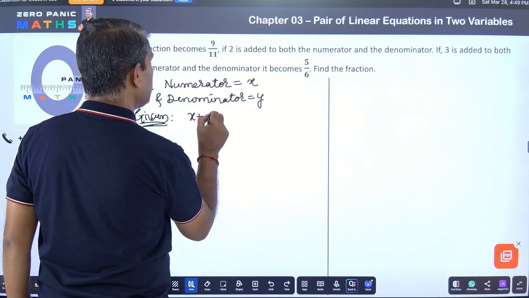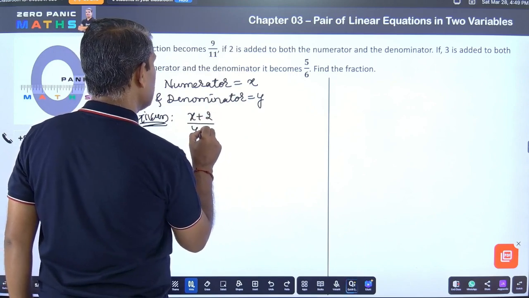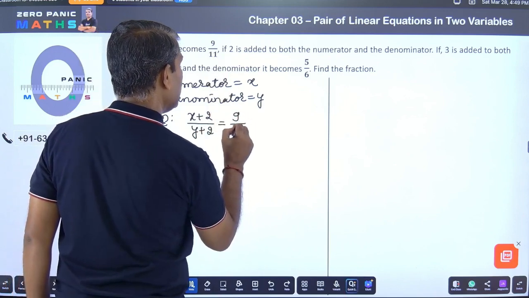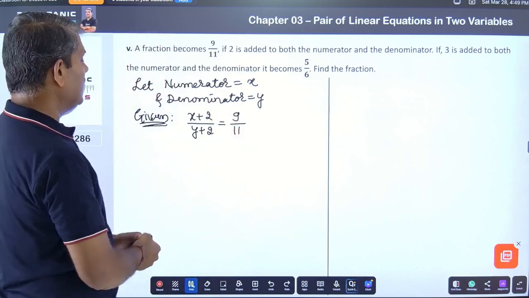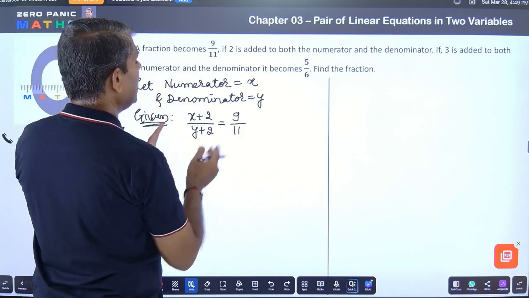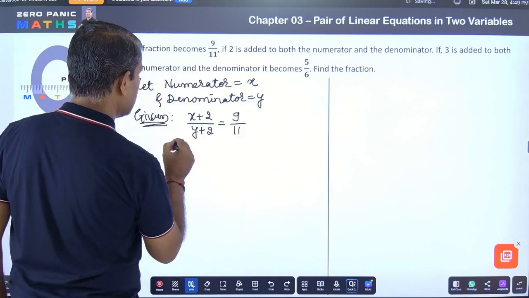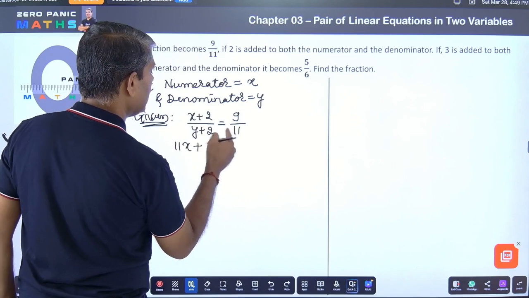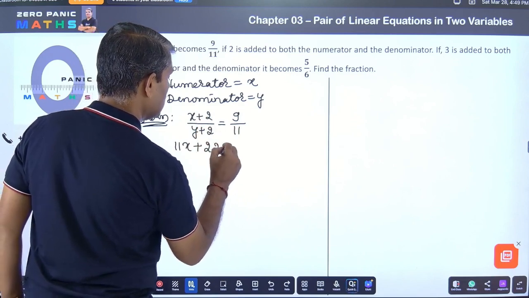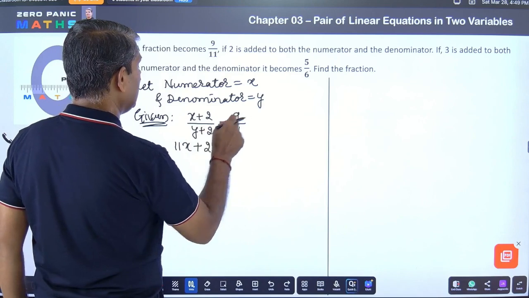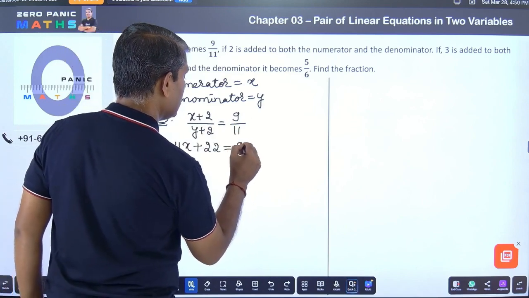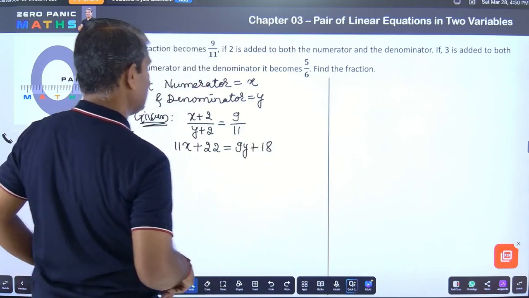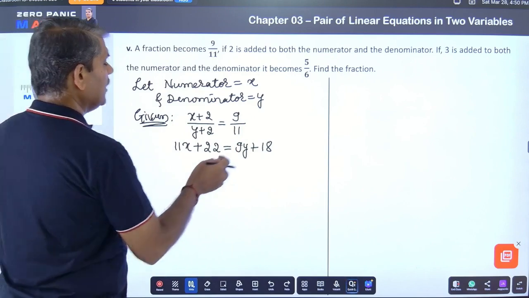Then x plus 2 divided by y plus 2, this value will become 9 by 11. Now cross multiply and form the equation out of it. Cross multiply first: 11x, that is 11x, 11 into 2 is 22. And then 9 into y, 9y, plus 9 2s are 18.